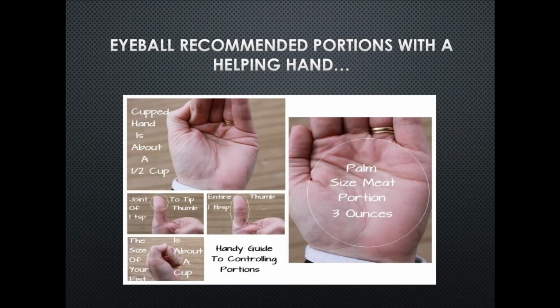Eyeball recommended portions with a helping hand. This is a woman's hand, by the way, not a 7-foot-tall man's hand. The palm size is meat portion, which is about 3 ounces. Cupped hand is about a half a cup. A joint, the tip of your thumb, is 1 teaspoon. Your entire thumb is 1 tablespoon. And the size of your fist closed tightly is about a cup.